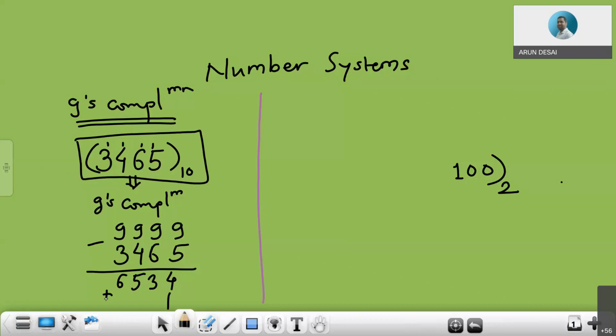Now we are going to see the ones and two's complement method of binary numbers. One's complement and two's complement. Now, what are ones and two's complement?